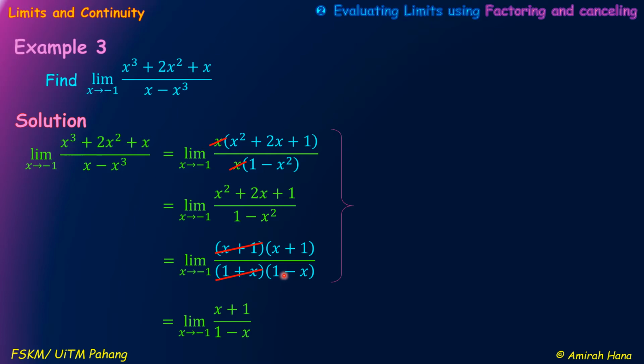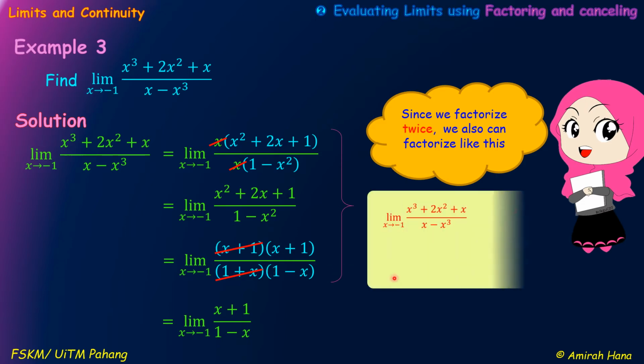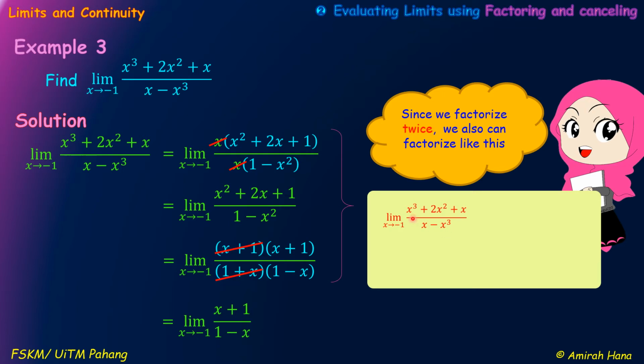From here to here, since we factorize twice, we can also factorize like this. From the given question here, we are given a cubic function in the numerator and denominator. So we can factorize like this. After that, we can simplify x in the numerator and x in the denominator, and we can also simplify x plus 1 and 1 plus x here. After we simplify, we get the limit as x approaches negative 1 of (x plus 1) over (1 minus x). We get back this function.